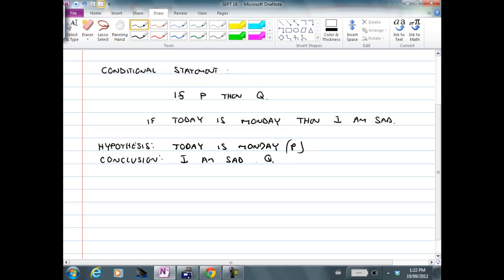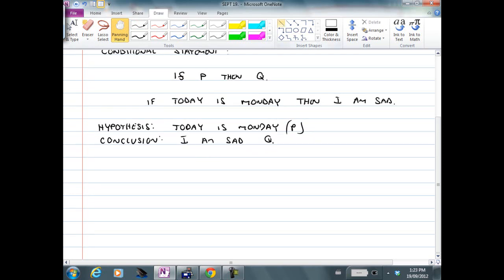I taught you how to do a truth table, and the truth table is pretty much bonus marks. I hope you got this right on your quiz. So let's say this is P, this is Q, and overall P then Q. If today is Monday and I am sad, is that a true statement? It is true. It meets my if condition and it meets my then condition.